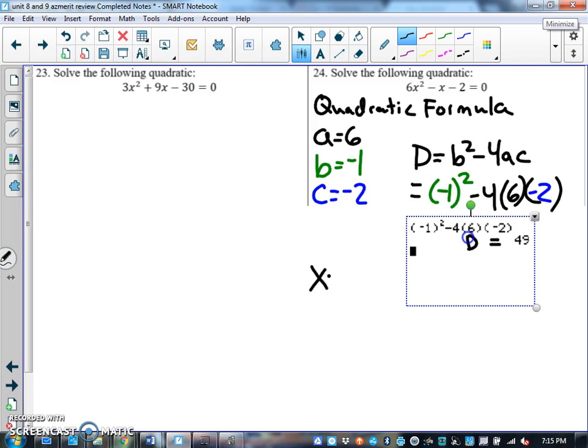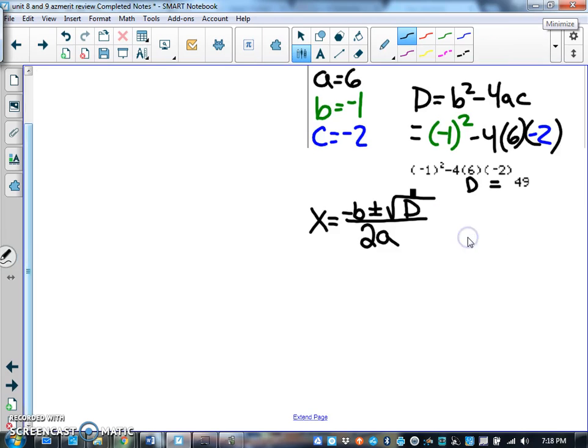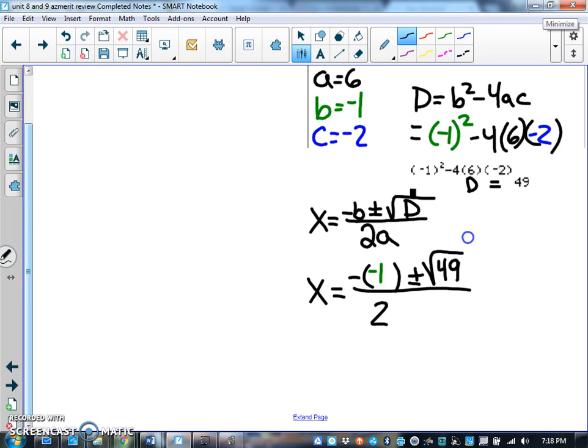The quadratic formula is x is equal to minus b plus or minus the square root of my discriminant over 2a. And now I'm going to substitute in my values, so x will be equal to negative of negative b. Substitute in the negative 1 in parentheses, plus or minus the square root of 49, all over 2 times my value of a, which is 6. When I continue my calculations, I get 1 plus or minus the square root of 49, which is 7, over 12. This tells me I'm going to have two solutions.